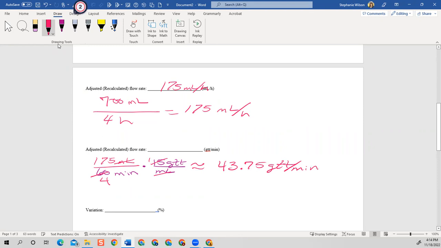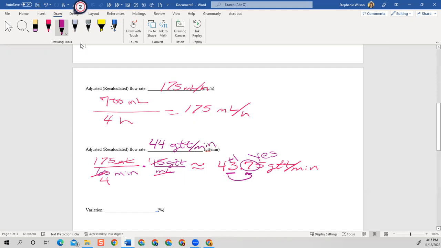Well, again, you can't take 0.75 of a drop. So what I'm going to do is look at this whole number and go right behind it and say, okay, is this number greater than or equal to 5? And in this case, it is. So I'm going to add 1 to the 3, making it a 4. So now I got 44 drops per minute.